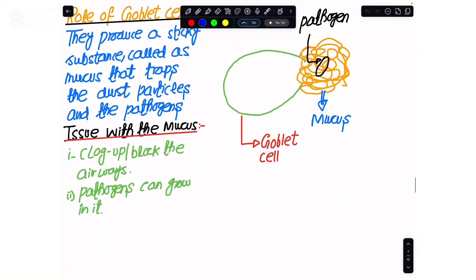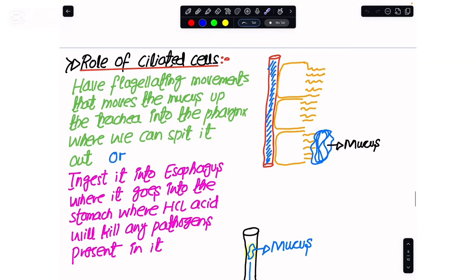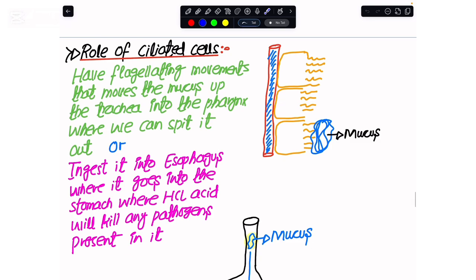So if I were to take you to the points of these ciliated cells, here you see we have got these ciliated cells, and they have this flagellating movement, and that would move the mucus up. Okay, and then it would be carried to the pharynx. Now, after the mucus has come into the pharynx, we have got two choices. Either we can ingest it into the esophagus, from where it would be carried to the stomach, and over there the hydrochloric acid would digest any of the pathogen that we have trapped here in the mucus. And the other choice could be that we can also spit it out. But in most scenarios, we are sitting at a place where we would not be able to spit it out, but rather ingest it.